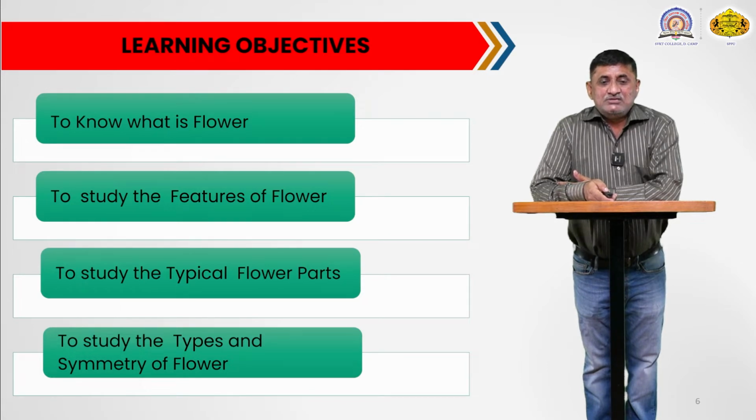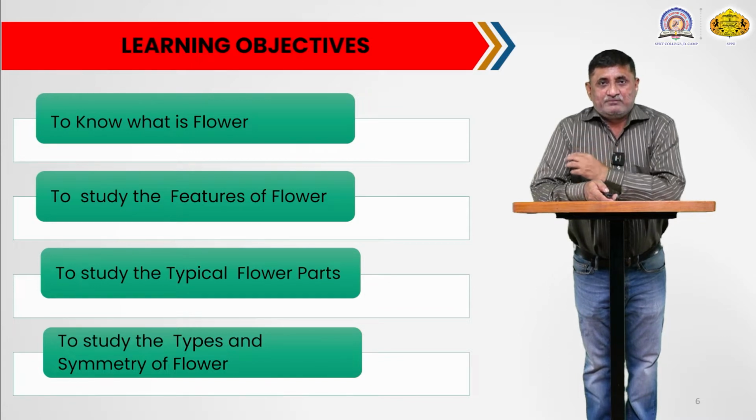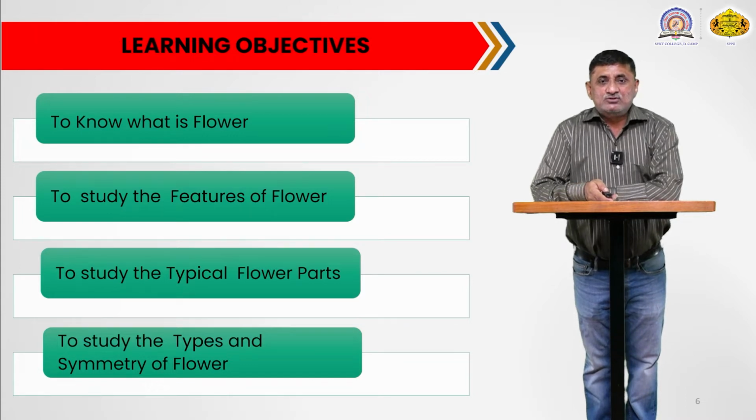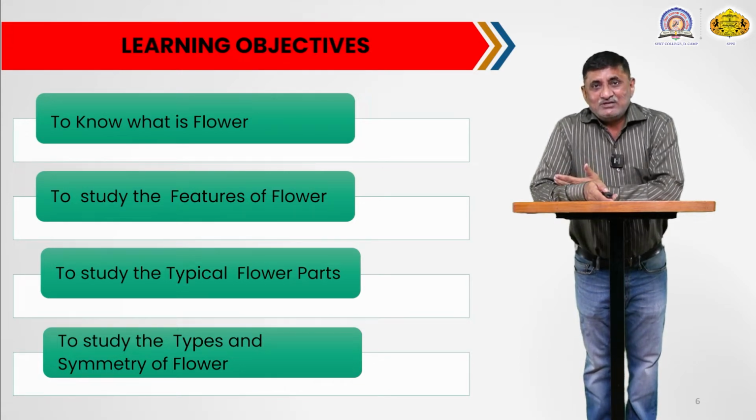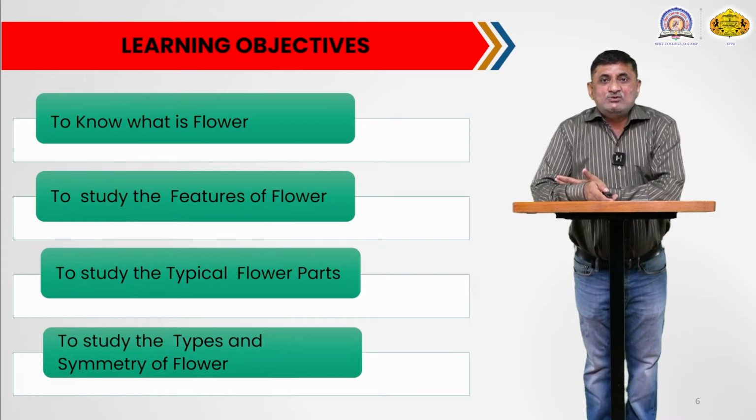Another objective is to study the typical floral parts, meaning what typical floral parts are present in a flower generally. The last objective of our today's study is to study the types and symmetry of a flower: what different types of flowers we can scientifically make, and in what way we can classify or study flower symmetry. Along with these learning objectives, we will learn the study of flower in this video.